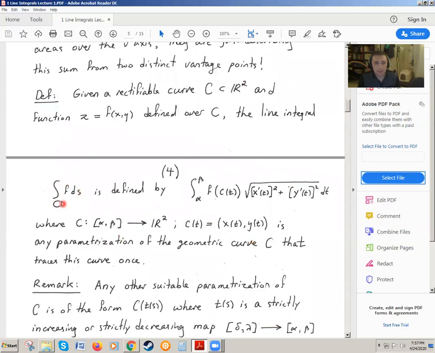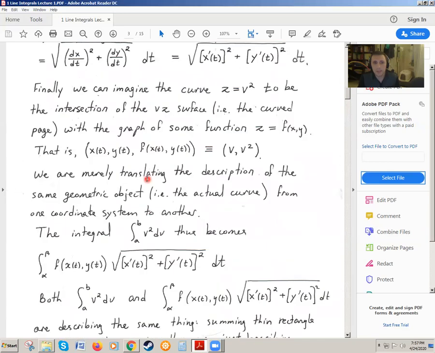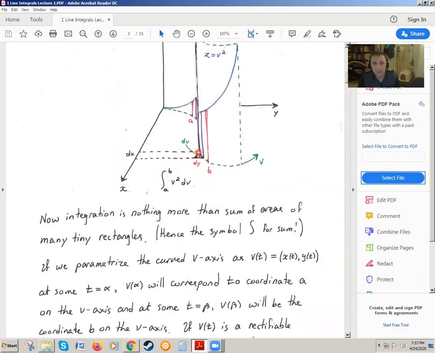Now this line integral has a short notation, which is we just write the integral over c of f times ds. Now what's this ds? This ds is in my picture over here. That's just the segment, right? The segment that's on the axis, on this v-axis, on this curve.